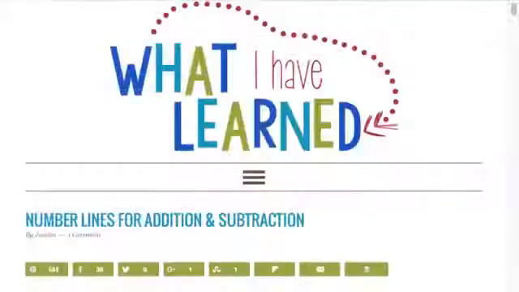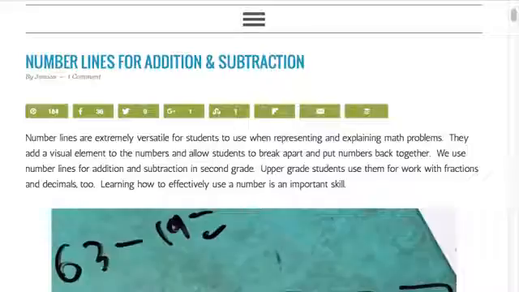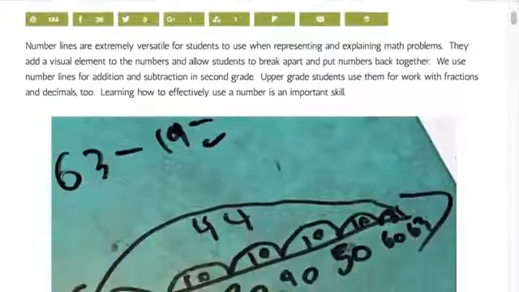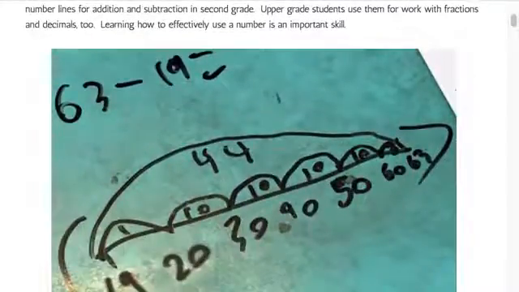These examples that I showed you are all second grade examples because that's what I've taught over the past couple years. I'm going to switch over and show you my website. I do have a blog post that is all about number lines. This one is number lines for addition and subtraction, and most of the examples in it are for two-digit addition and subtraction.